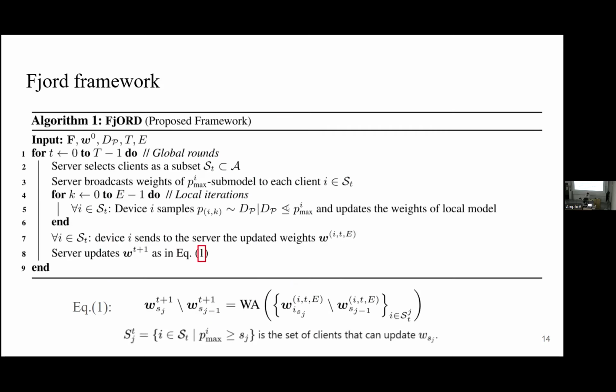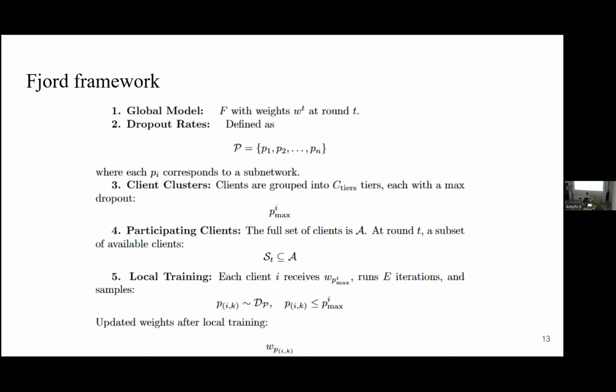And this is something that we can see in this framework. As we had said, we have global rounds, and for each round we have a subset of clients participating. Now for each client, the server sends the weights of the submodel that it can hold, the maximum submodel it can hold. Each client has, as we said, a pi max, which corresponds to the biggest submodel it can have.